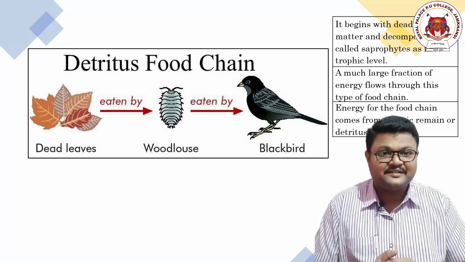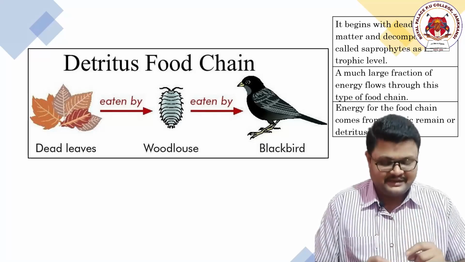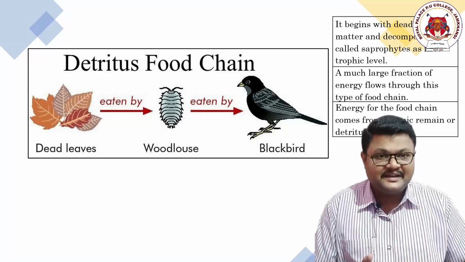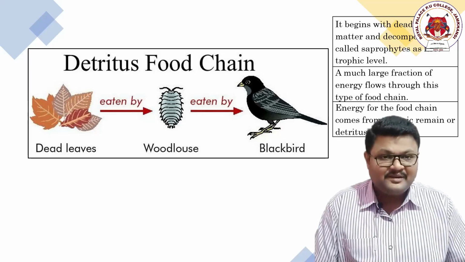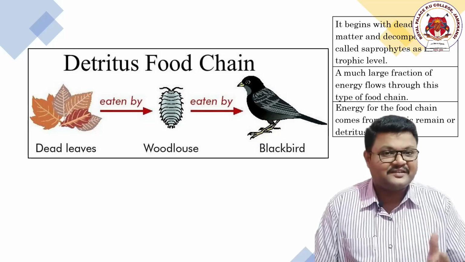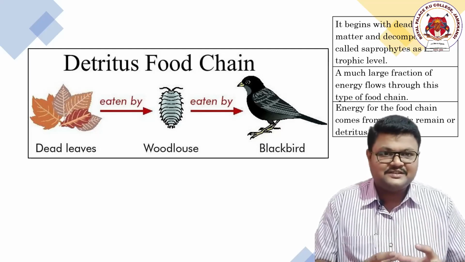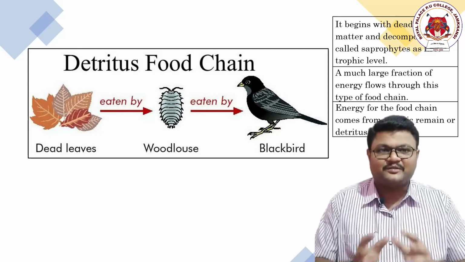What do you mean by detritus? I mentioned in previous video only. Detritus is nothing but dead leaves, animal remains, fecal matter of the organisms, etc. So the transfer of energy takes place from these decomposers.